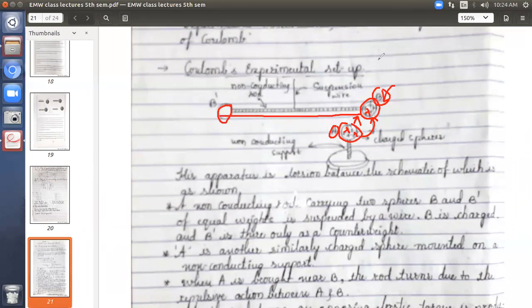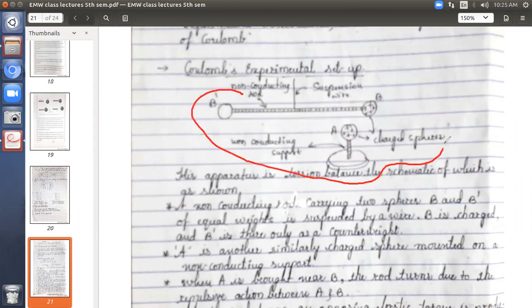Here he just wanted to know what changes occur when he did this. Two spheres of like charges are brought near, then obviously there is some kind of force existing, and since they are like charges, there is a repulsive force existing between those two spheres. Okay, this is the complete experiment setup. You can see here his apparatus, it is called the torsion balance. Okay, torsion balance experiment.